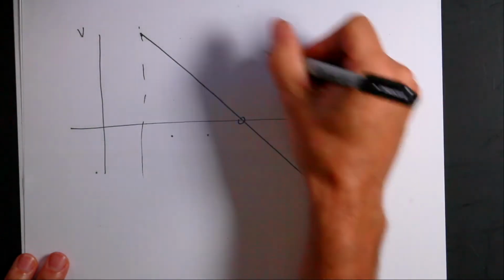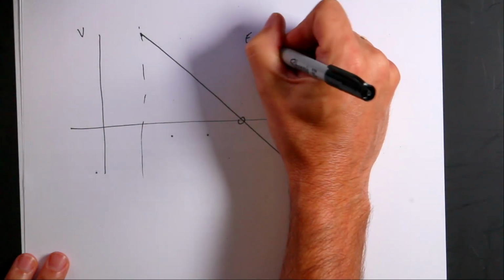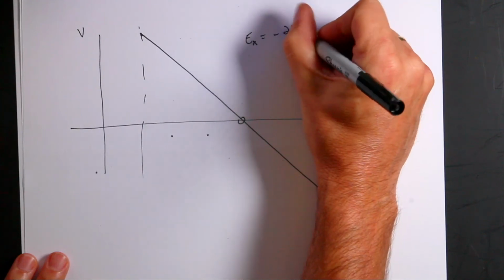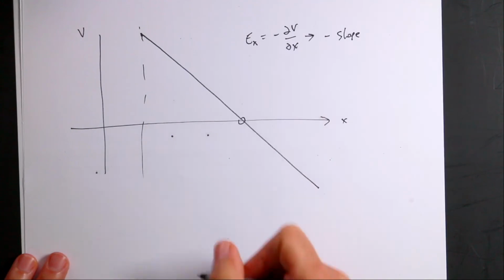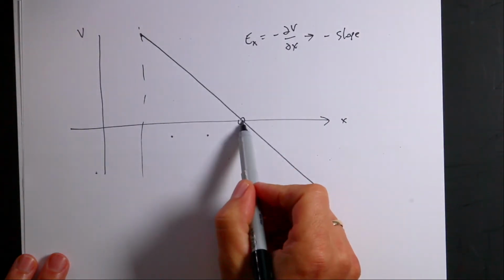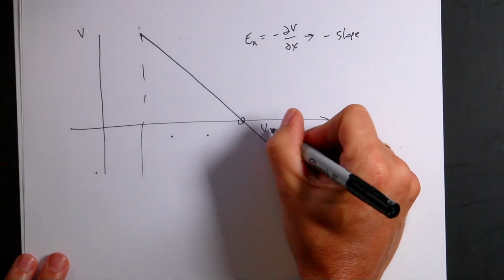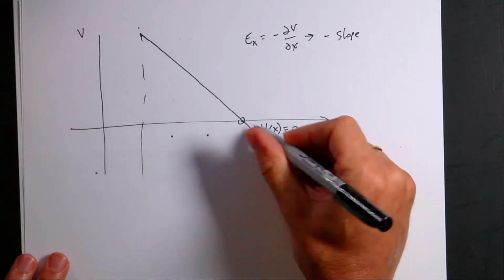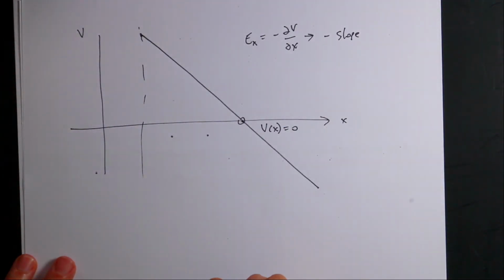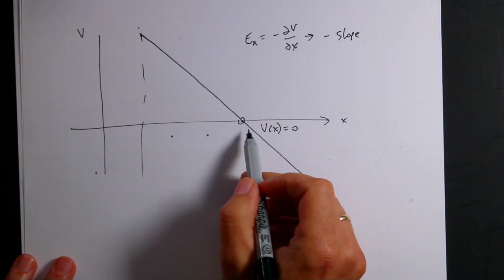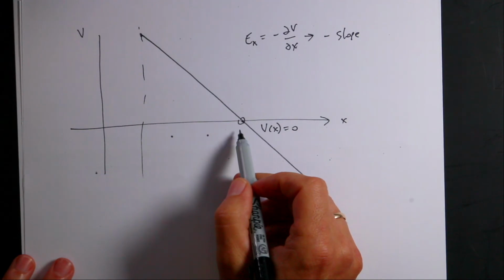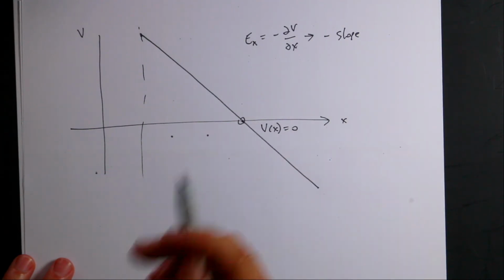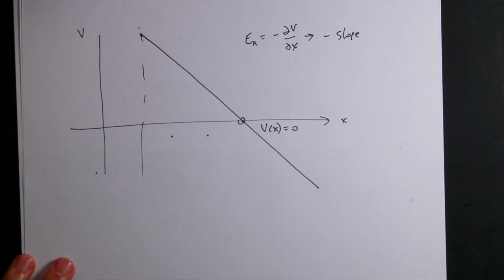Because in this one-dimensional situation, Ex is negative the partial of V with respect to X. This is negative the slope of the straight line. So when I get down here to V of X equals zero, is the slope zero? No, it is not. The slope is still the same. The slope still has a negative value, which makes the force positive in the positive direction. And this is a classic example of confusing slope and value.